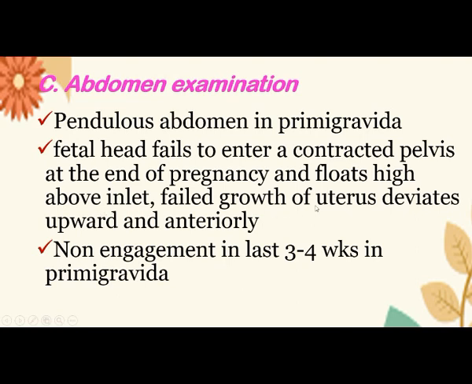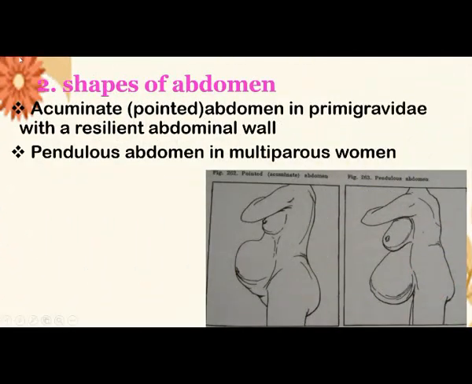So the uterus deviates upward and anteriorly. Then non-engagement in the last 3 to 4 weeks in the primary gravida. Usually the engagement takes place in the later weeks, after 36 weeks, in a primary gravida. If they are not engaged after that, all these indicate the contracted pelvis.